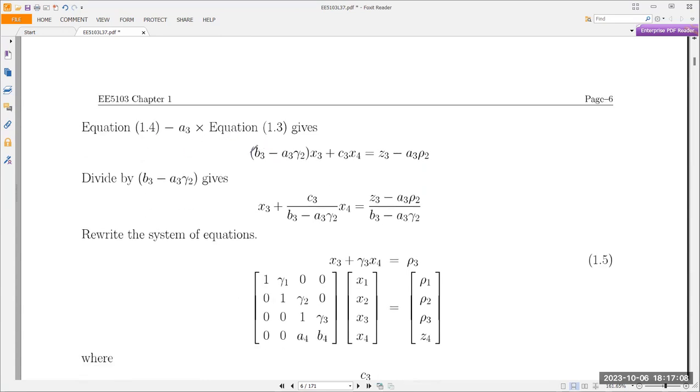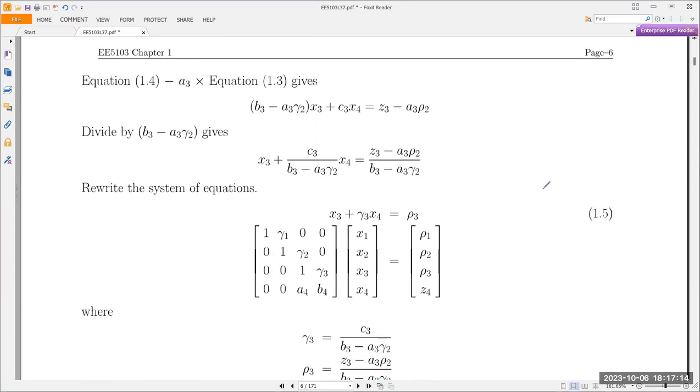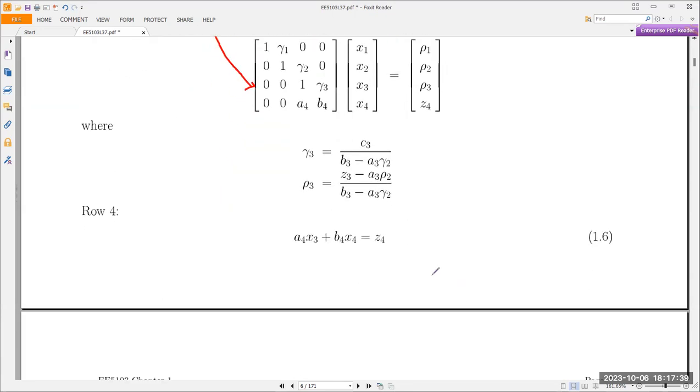Then you divide throughout by the coefficient of x3, so you get x3, and the rest are like that. Then you call this gamma 3, rho 3. So repeat. You put it back. Then it's the last one.